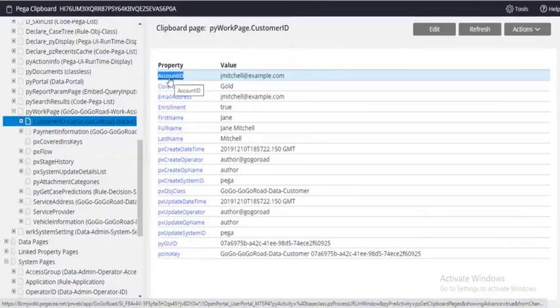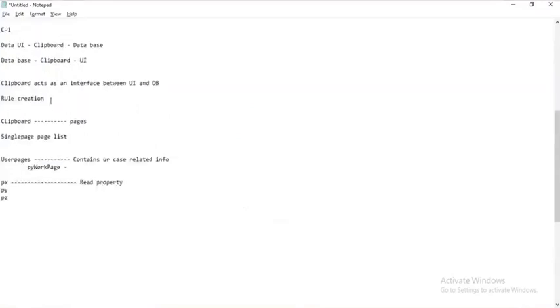You can create any properties, like in Java, where you create a variable such as int serial number or string name. Properties are the holders which will hold information. If you want to create a property, you can create it. I will show you how in rule creation, which we are going to discuss, but before that we have to know about PX, PY and PJ.